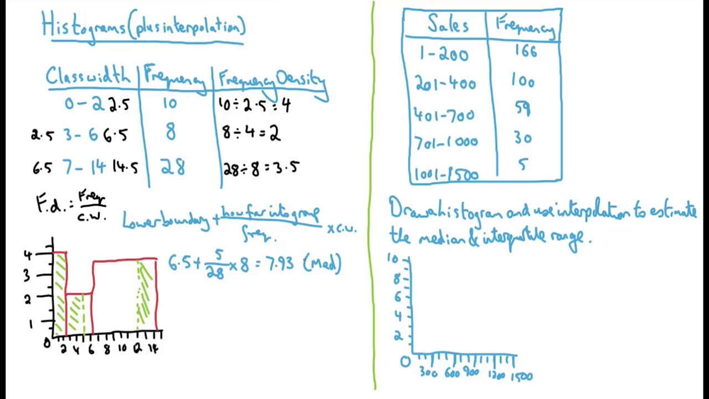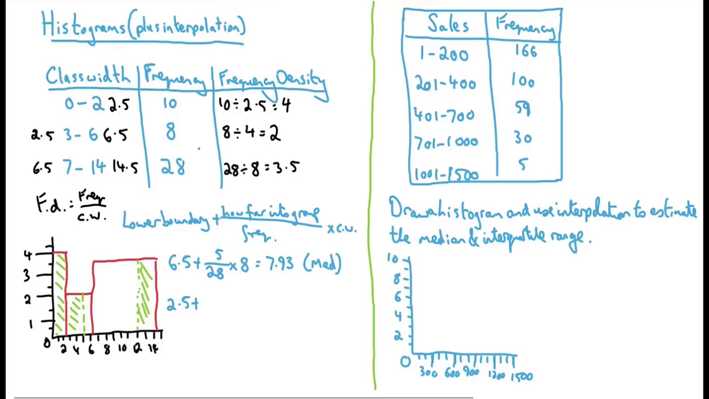If we wanted the quartiles as well, so we want the lower quartile, that would be a quarter of the way through. Well, a quarter is going to be half of the 23, so that's going to get us 11.5. That is going to lie in the second group here. So the lower boundary of that is 2.5. And then right now we're currently at 10.